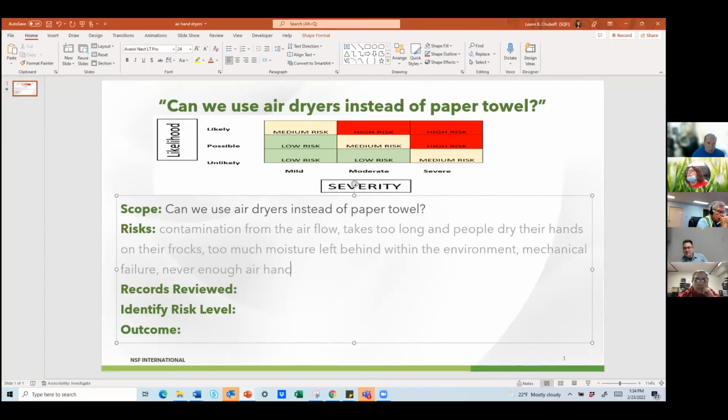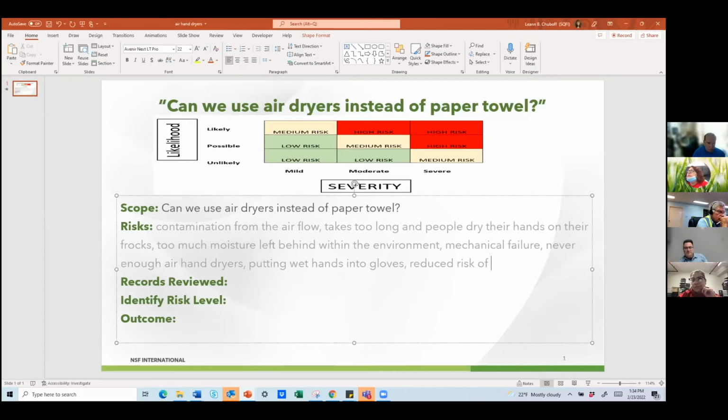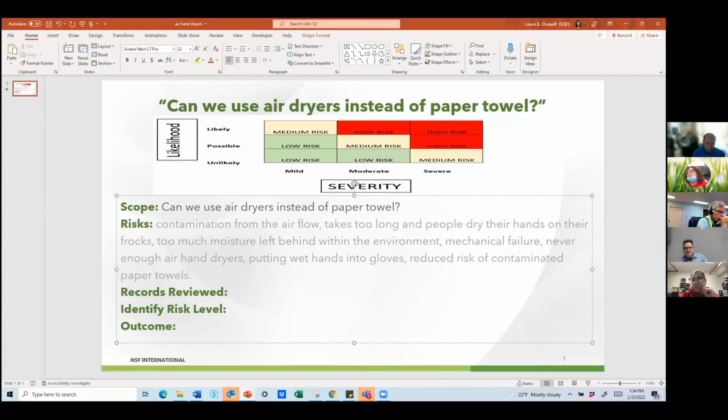Got a couple more in the chat. It says putting wet hands into gloves. Oh yeah, well, one, the gloves never go on, right? And then a reduced risk of having waste paper towels all over the place. Yeah, germy paper towels. What are some of the other ones? Hands aren't fully dry, kind of making that moist environment to allow transient bacteria growth, creating aerosols, not as quick as a paper towel. I think most of them might be.